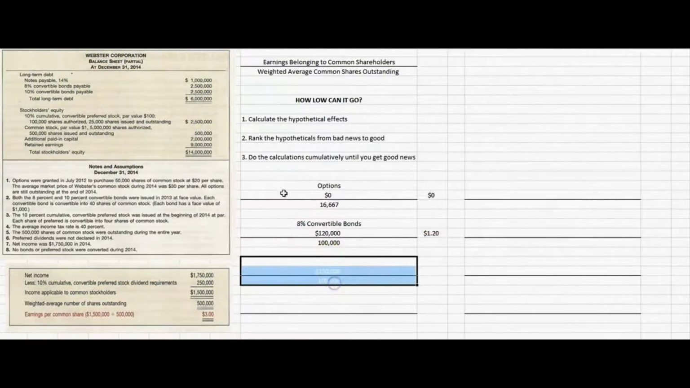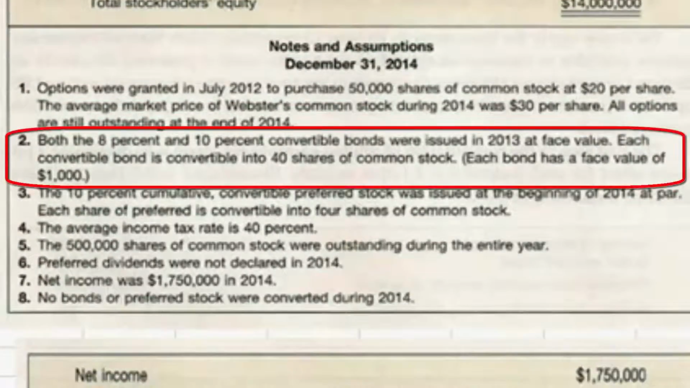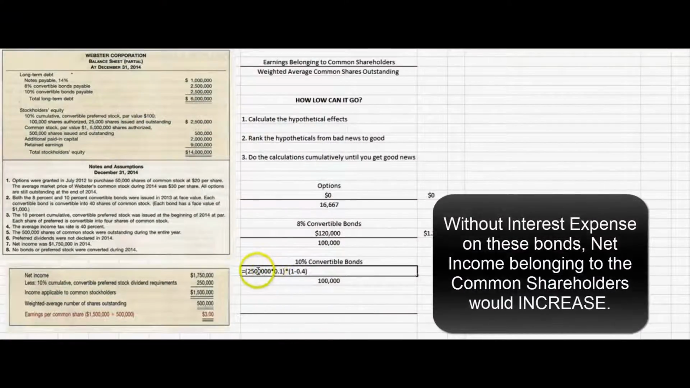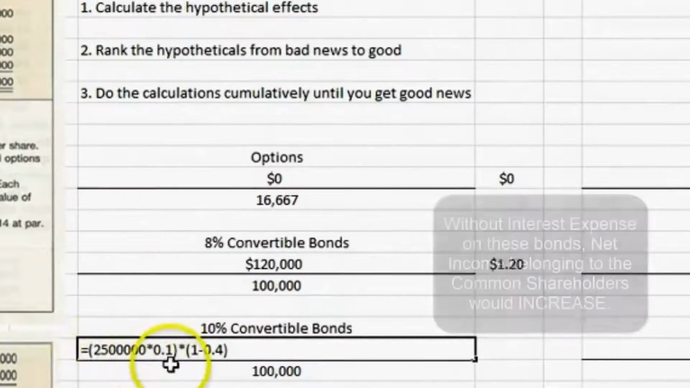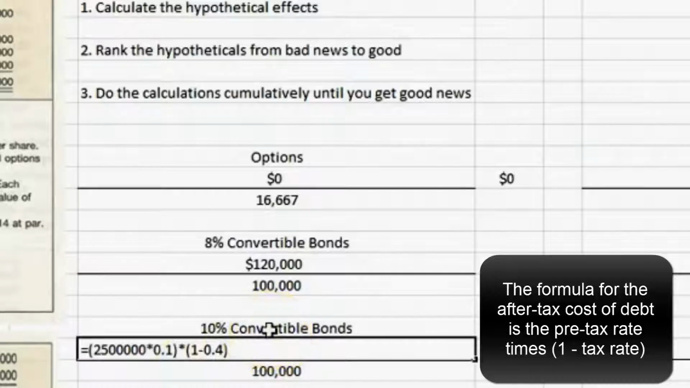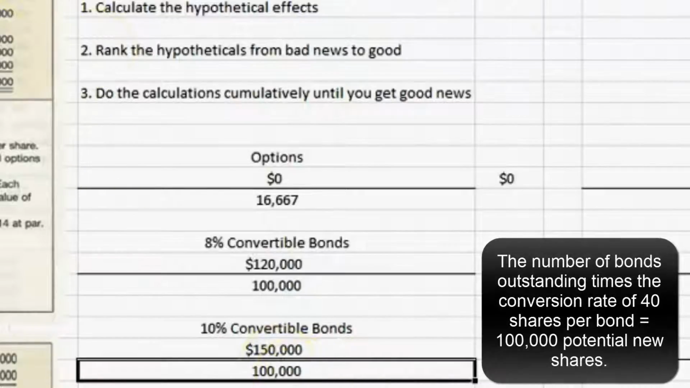Now let's take a look at the 10% convertible bonds. Same analysis there. If they had converted, we wouldn't have had to pay them interest expense. So the face value of $2,500,000 times 10% gives us a year's worth of interest. Multiply it times 1 minus the tax rate, because for every dollar of interest expense we pay, we get to reduce our income tax bill by 40 cents, and you end up with $150,000 in the numerator.